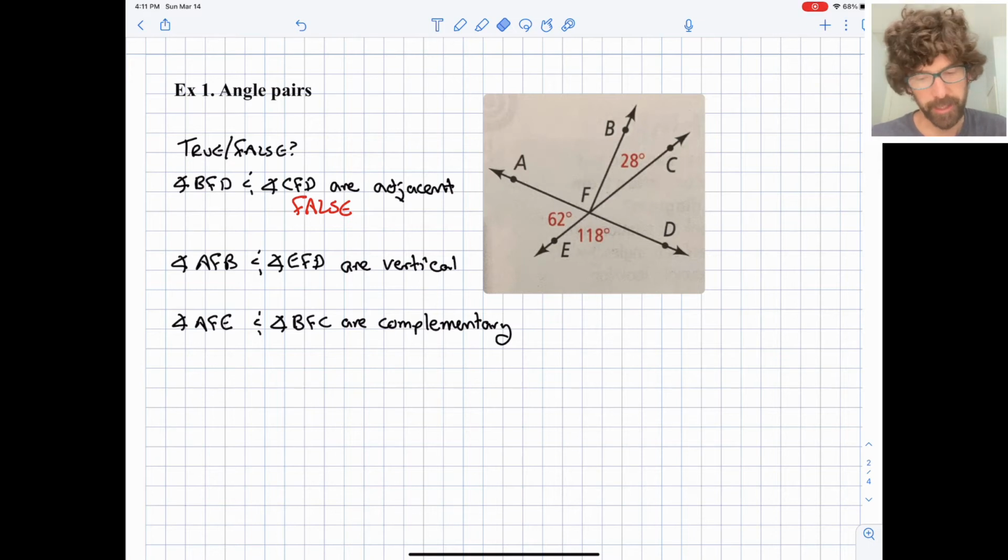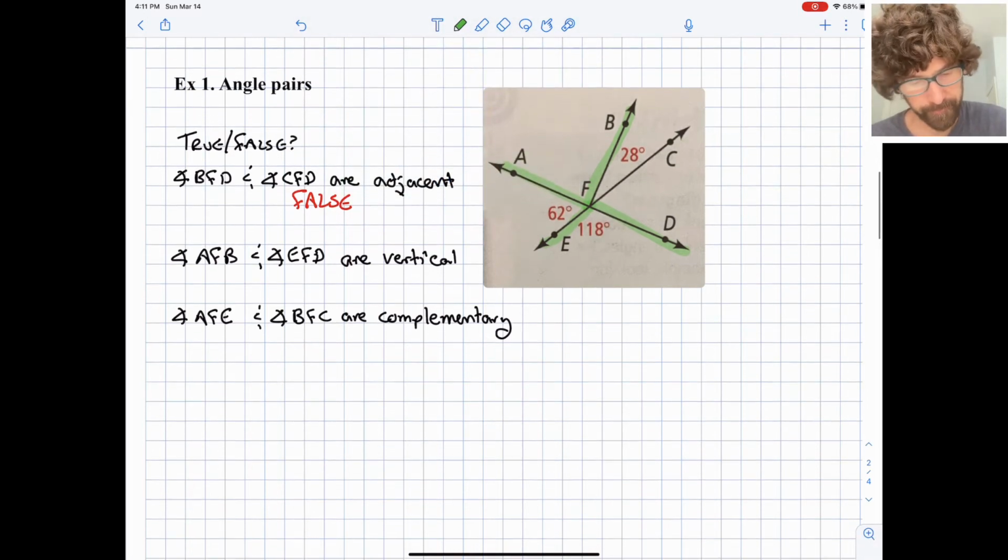Next, angles AFB, so let's draw that in, and EFD are vertical angles. That's true, because their sides form opposite rays, or their sides form lines. So this is a true statement.